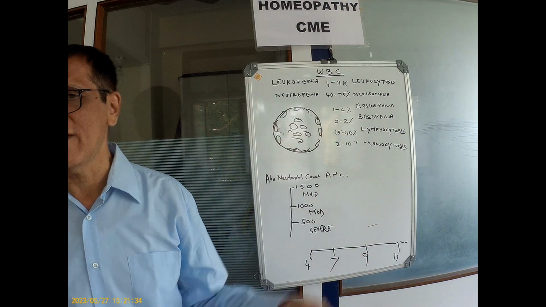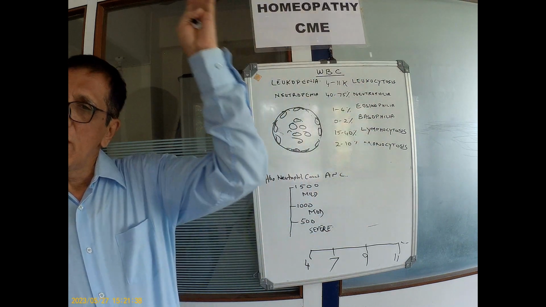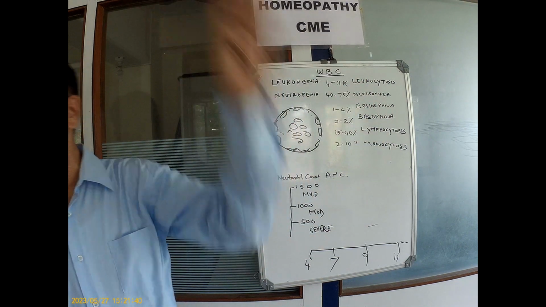Leukemias naturally, in leukemia WBC counts are going to go up, to above 40, 50, 60 lakhs.